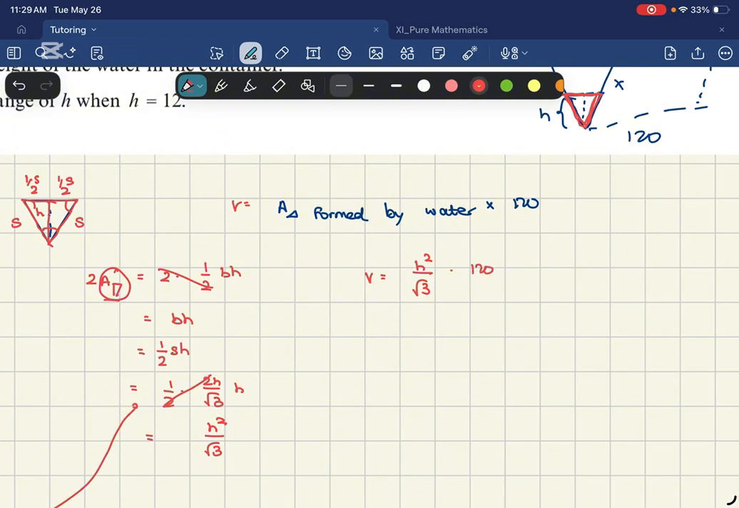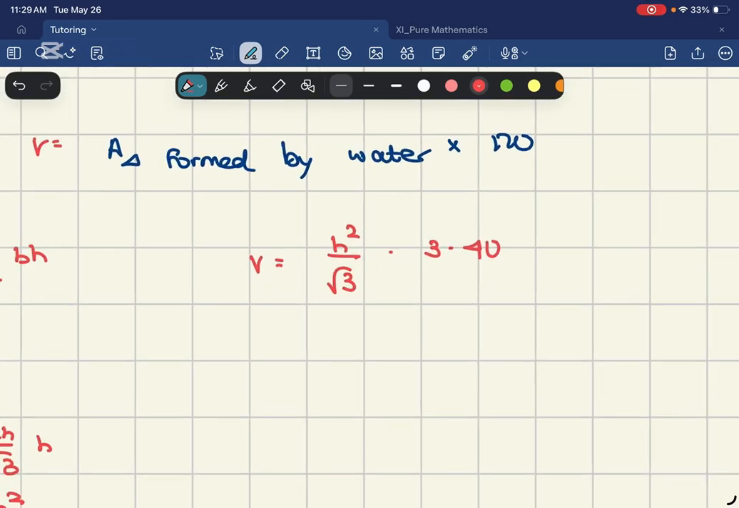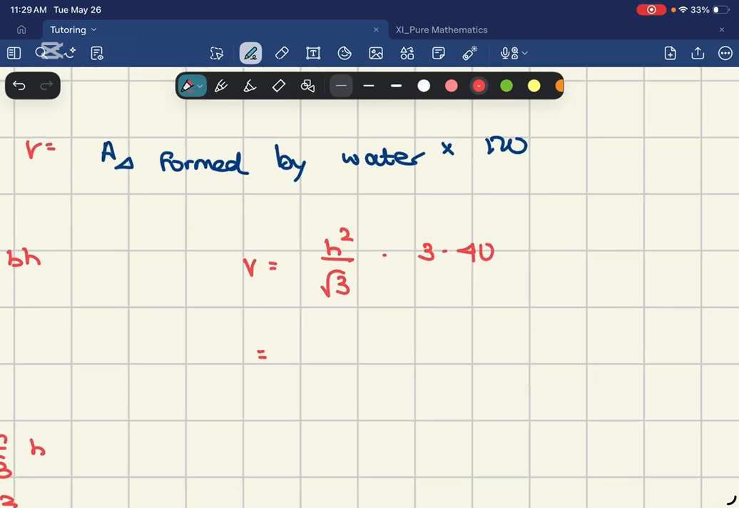And now let's think about 120, because 120 I can write it as 3 times 40, right? So now if I simplify this, 3 is just square root of 3 squared. So this and this cancels out. So I get 40 root 3 h squared.